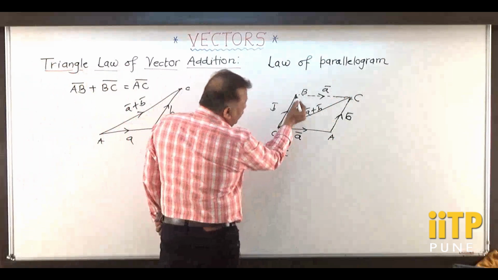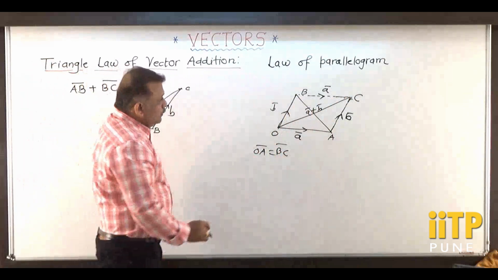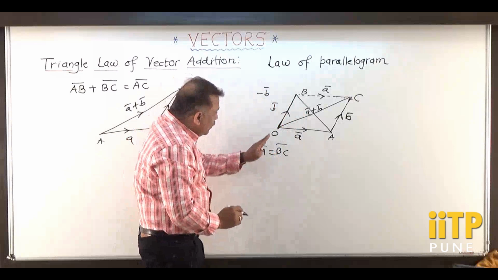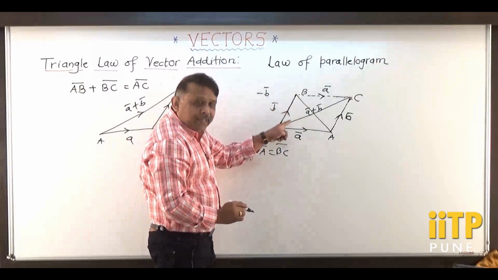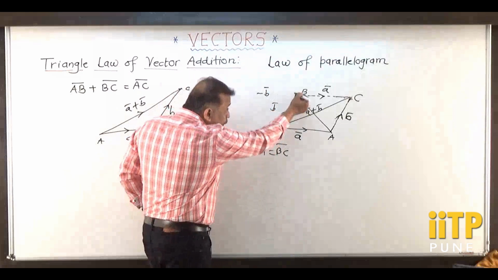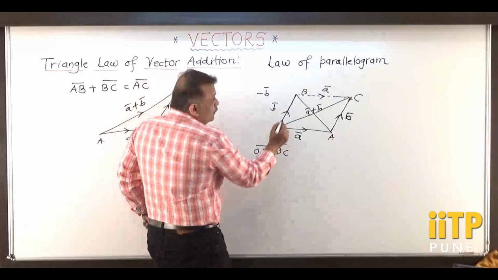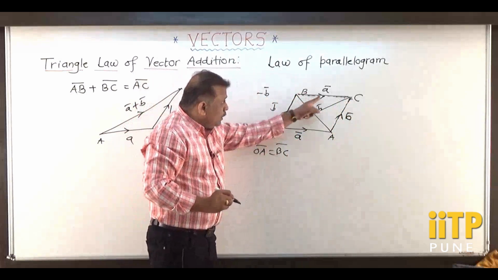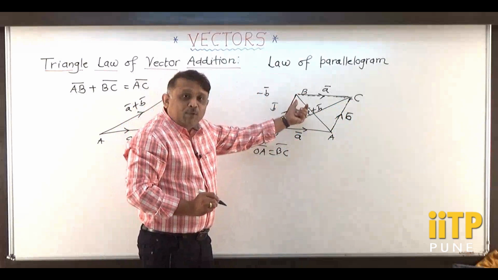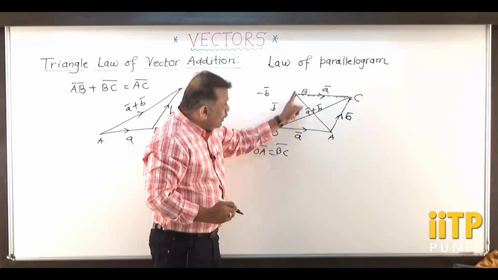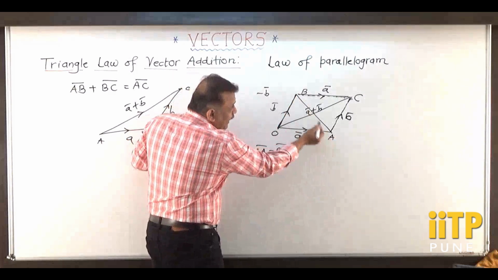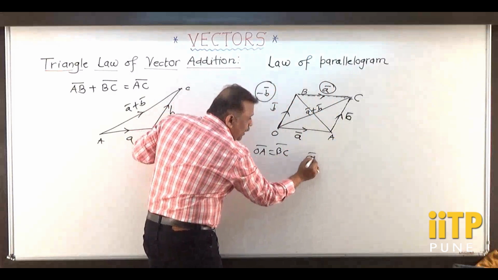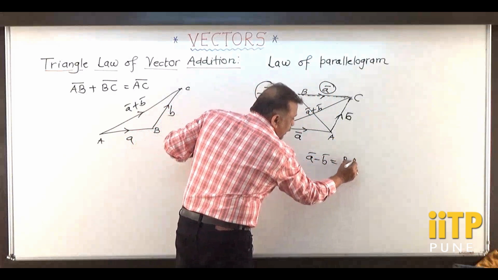Now one can think of another diagonal also. This is minus B bar. Notice that O to B is in this direction, represented by B bar. So B to O must be minus B bar. This is A bar. So these are the two adjacent vectors represented by sides of the parallelogram. So their addition must be BA bar. So here I can say that BA bar is the addition of A bar and minus B bar. That is, A bar minus B bar is BA bar.